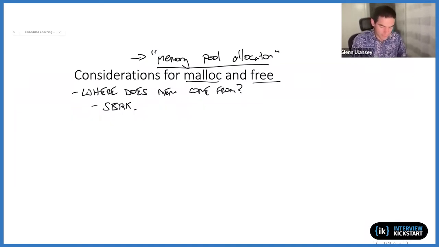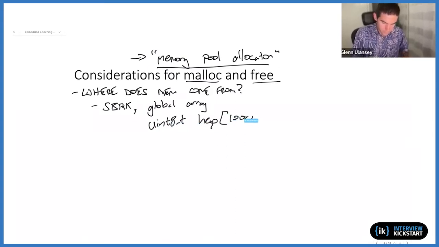We could do something like a global array. We could literally define an array of bytes at the file scope or some sort of global scope that we would then use subsequently to divvy up, divide up, and hand out as part of our malloc and free implementation.